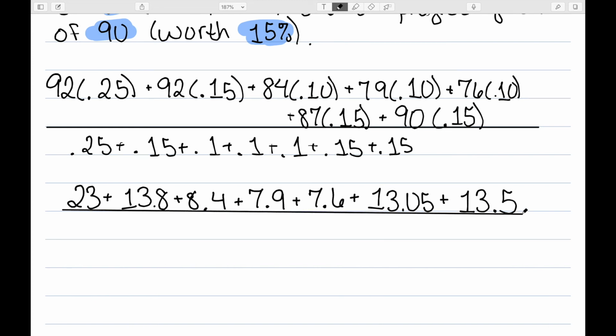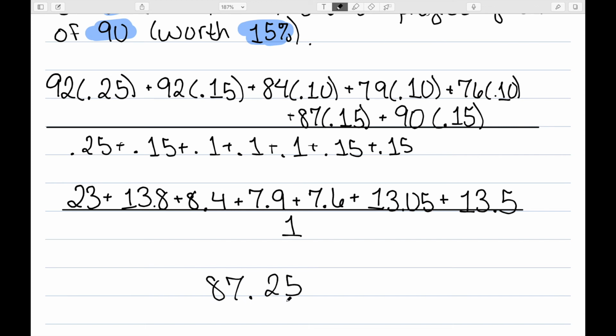All divided by, if we add these up, they add up to be 1. So once I finish performing this addition on the top, dividing by 1, I get that this student's final grade is an 87.25.